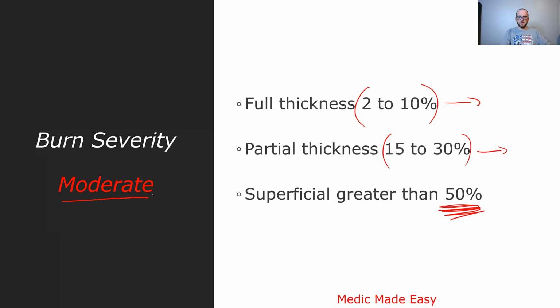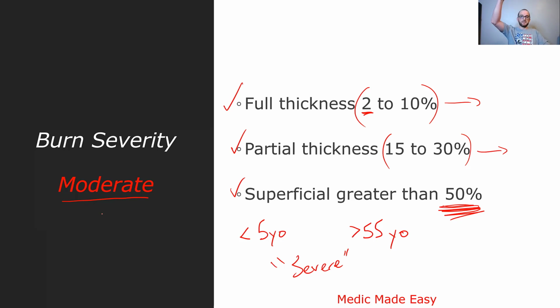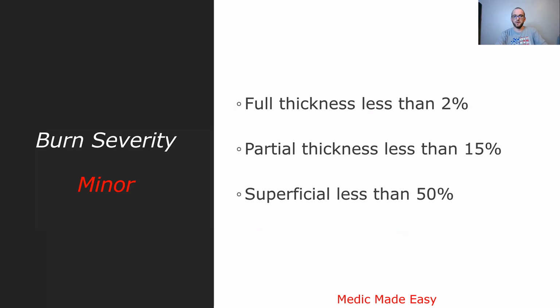Now remember, these moderate burns, if they're less than 5 years old or greater than 55 years old with one of these, right, then remember we actually bump that up to a severe burn status. Right? So if they're 5 with a 2% full thickness burn, it's no longer moderate, it's severe now. Right? So this list for the young and old pushes to severe. Otherwise, it's a moderate burn. So we got severe, moderate, and now minor. Right? Minor, they do have a full thickness burn, but less than 2% of their overall body. Okay. They have a partial thickness burn, less than that 15% cutoff, or superficial anywhere less than that 50%.